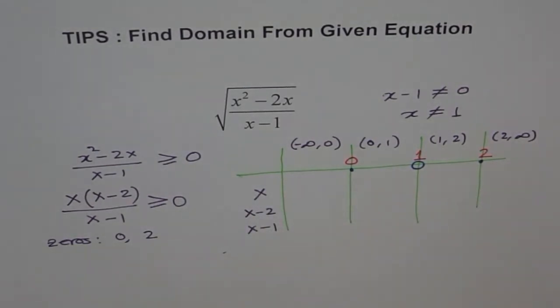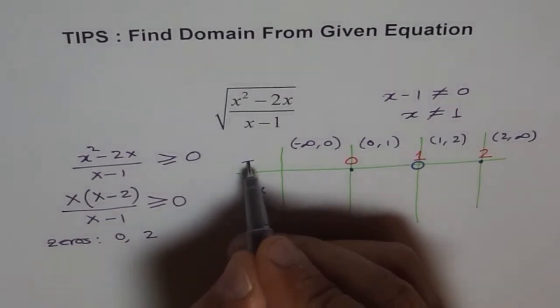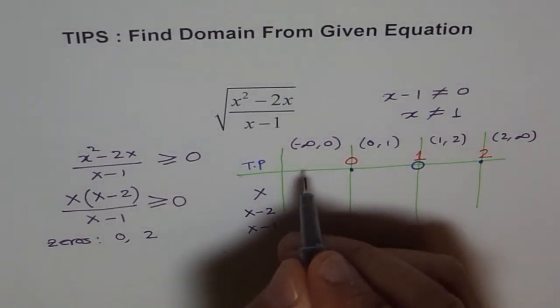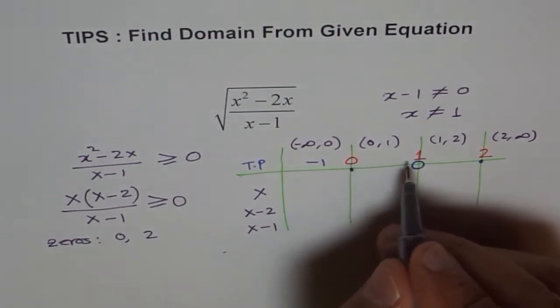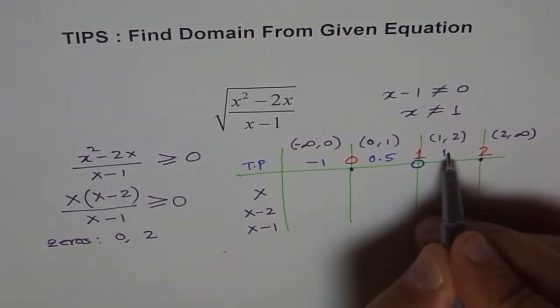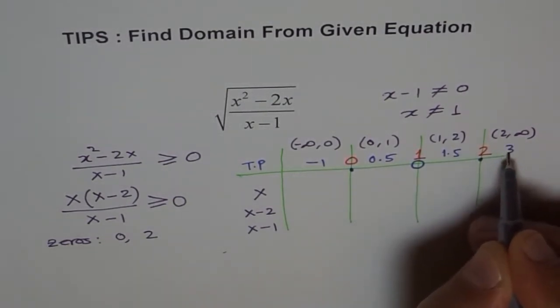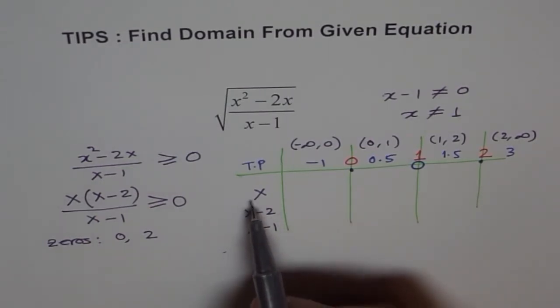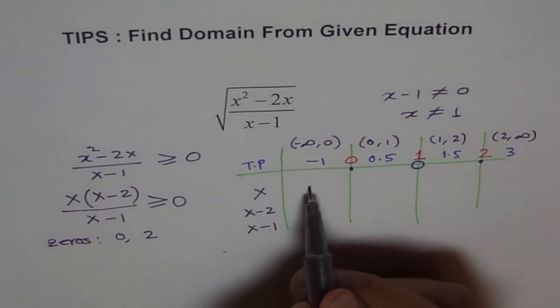So let me write down test points here. I'm writing test points as TP, and a test point here could be minus 1, okay? Between this and this I can have 0.5, and then I can have 1.5, and here I can have 3. Correct. Now if I test my function at these points, if x is minus 1, of course this is negative.